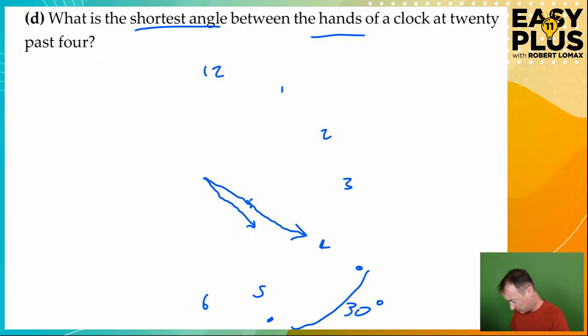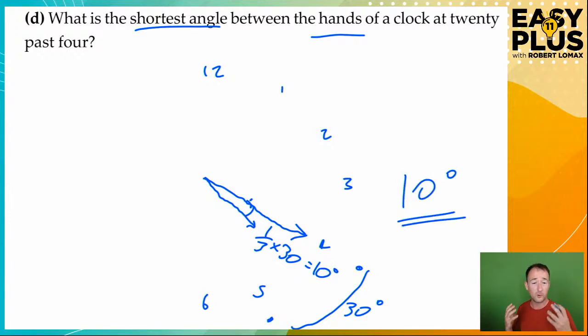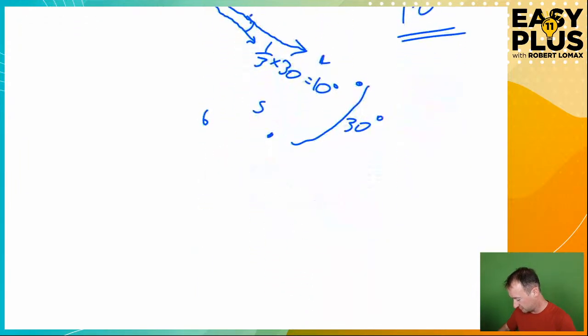And we also know that the hour hand has gone a third of the way between 4 and 5, because as we said, 20 minutes is a third of 60 minutes. So a third of 30 equals 10 degrees. So the answer is 10 degrees. It really is as simple as that. So it's a question that looks quite complicated, but when you sketch it and apply some basic knowledge, something pretty straightforward comes out of it.